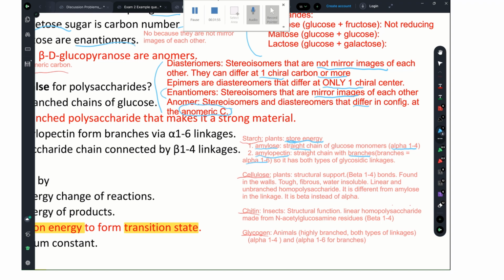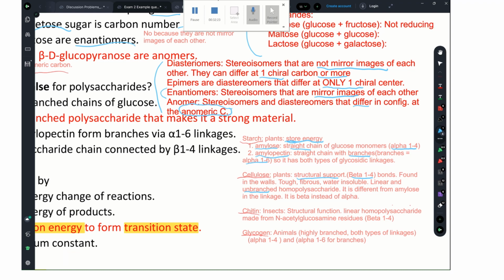So then we have cellulose. Cellulose is also found in plants, but it's for structural support. So we had starch in plants for storing energy, and then we have cellulose also in plants for structural support. So these are beta 1,4 linkages. They're found in the walls. They're tough, fibrous, water insoluble. They're linear. They're unbranched. So cellulose is unbranched.